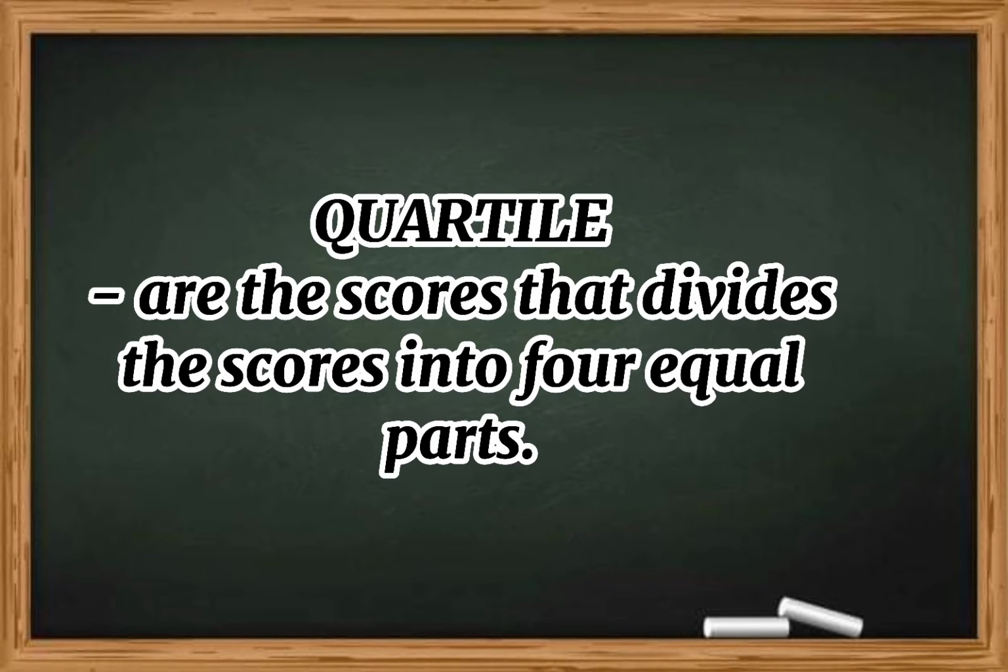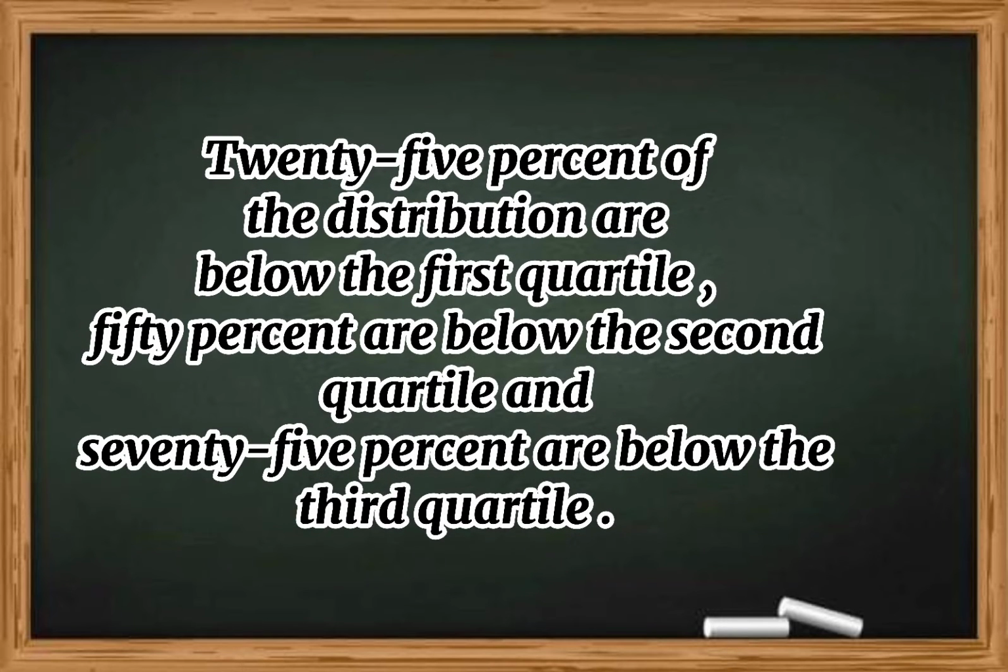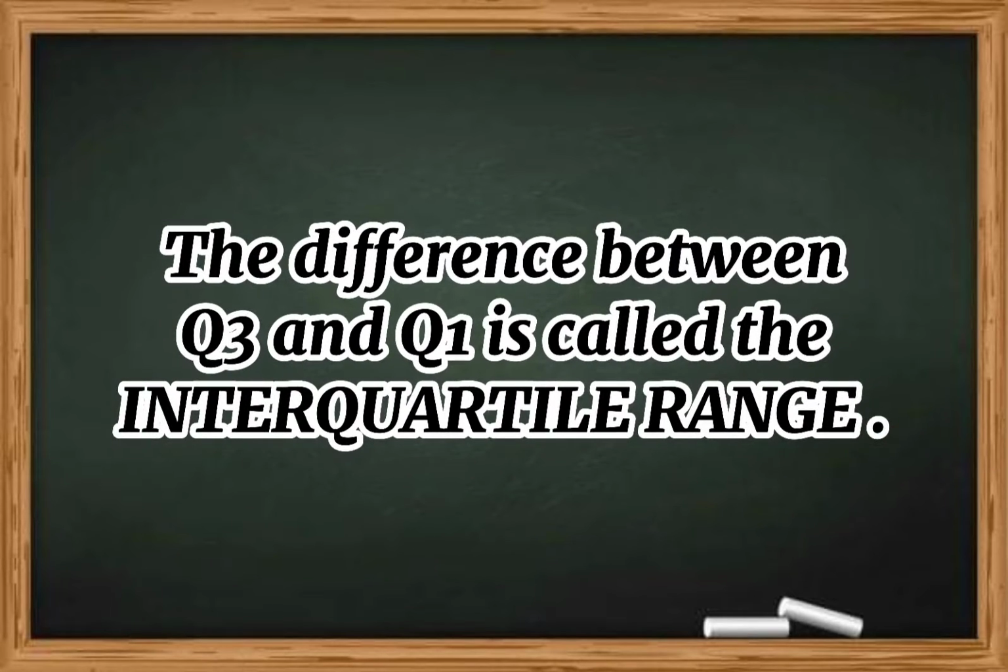The quartiles are the scores that divide scores into 4 equal parts. 25% of the distribution are below the first quartile, 50% are below the second quartile, and 75% are below the third quartile. The difference between Q sub 3 and Q sub 1 is called the interquartile range.